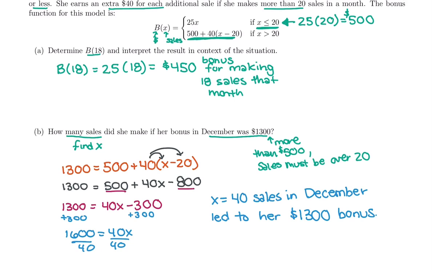If you're not sure, what you could do is plug back in here and make sure that you really do get 1,300 out. So you could plug in 500 plus 40, and then in parentheses 40 for our X value minus 20, and you really do get $1,300 out for that bonus. So she really was at 40 sales for the month of December.